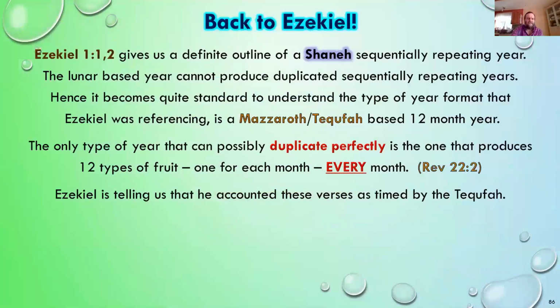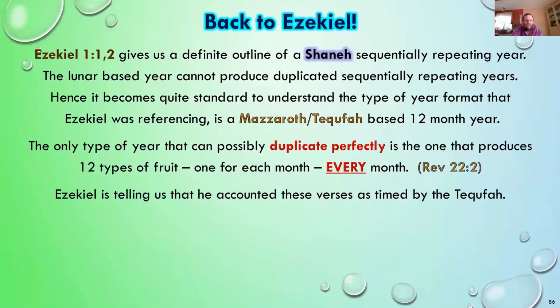Let's go back to Ezekiel. Ezekiel 1 and 2. He gives us a definite outline of a Shaneh sequentially repeating year. The lunar-based year cannot produce duplicated sequentially repeating years. Hence, it becomes quite standard to understand the type of year format that Ezekiel is referencing is a Mazzaroth, Tequfah-based 12-month year. And that would be without any variance.